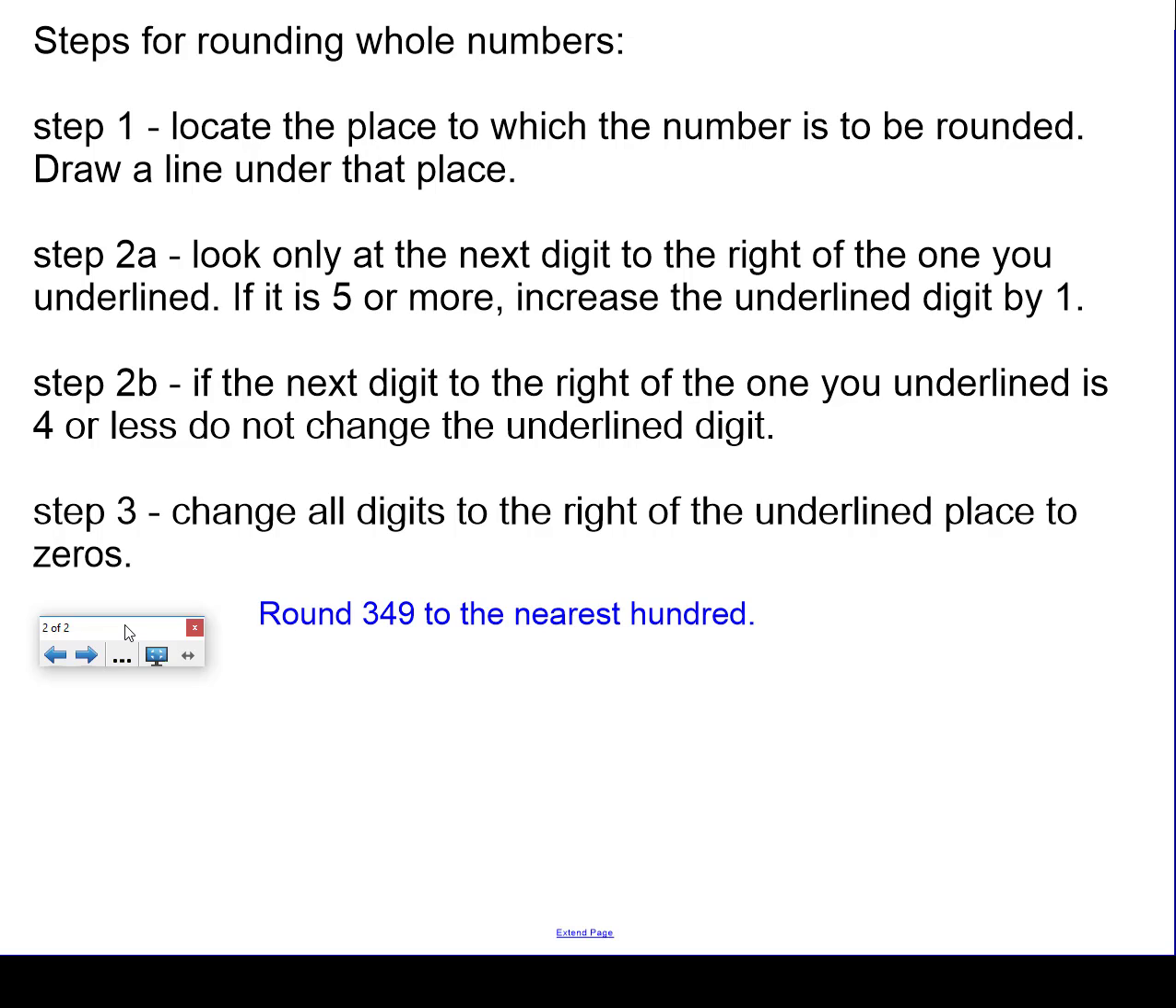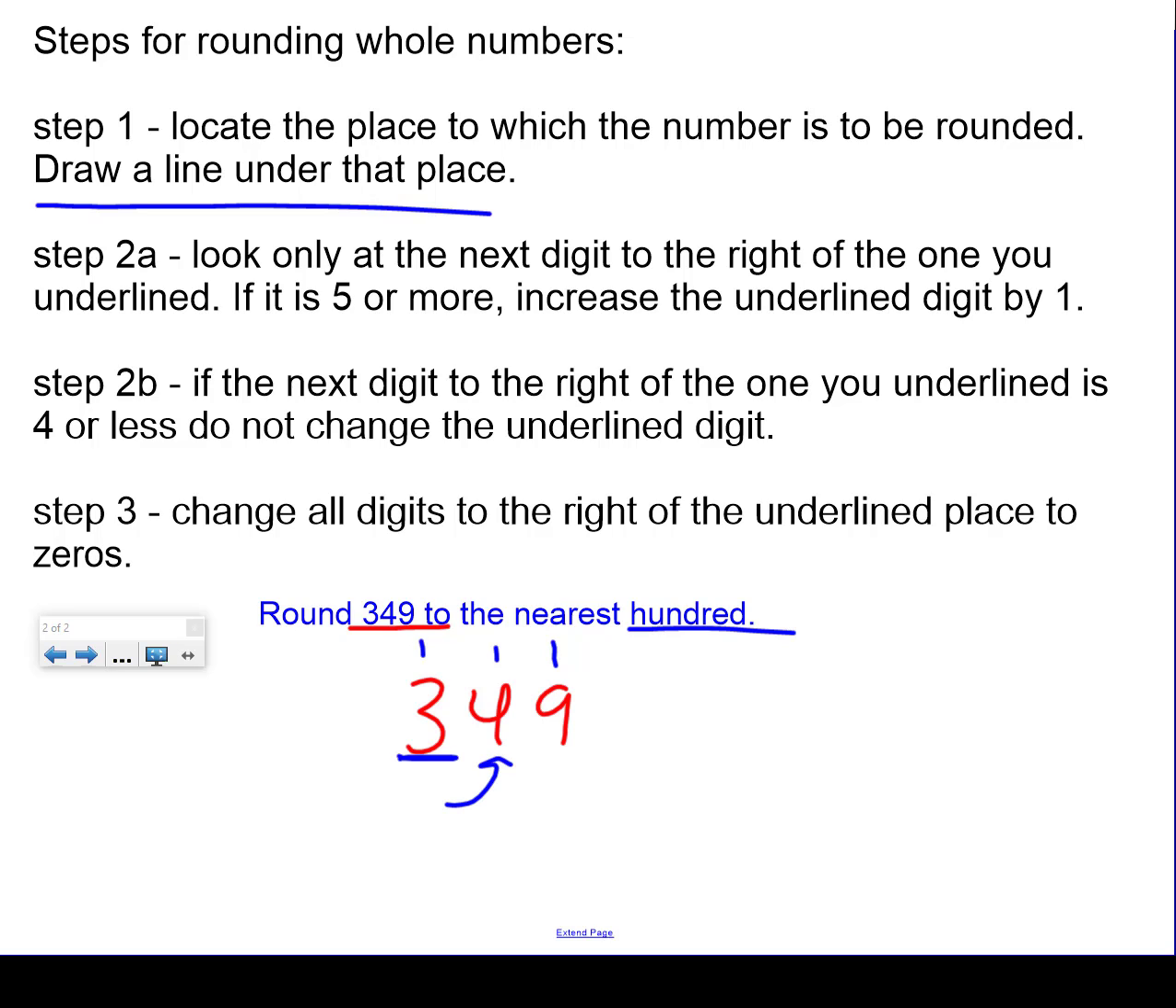So what you want to do is write this number out. Our example problem says round 349 to the nearest 100. So I'm going to write 3, 4, and 9. I have to identify which one is the hundreds place. So I've got ones, tens, and hundreds. I'm going to underline the hundreds place to tell myself that that's what I'm rounding to. Step 1 says to identify your place value and draw a line under it. So I did that.